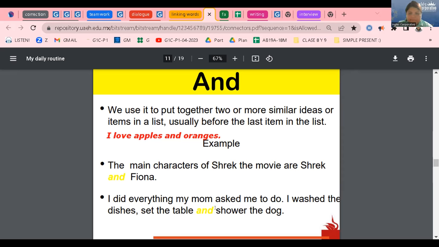Entonces, lo que les comentaba ayer es que si vamos a mencionar varias actividades, okay, in the morning, I cook, I take a shower, I take the kids to school, and I go to work. Antes de la última actividad, ubicamos el and, y las actividades anteriores van divididas por una coma. Como lo vemos acá, I wash the dishes, comma, set the table. Y acá como ya terminamos, ya no ubicamos una coma. Pero si hubieran más, seguimos ubicando comas. Y en la última ubicamos el conector and, para mencionar el último objeto de la lista.